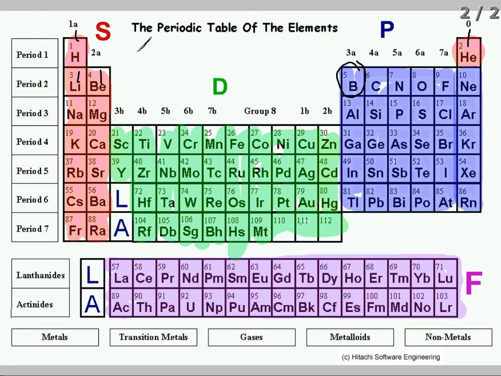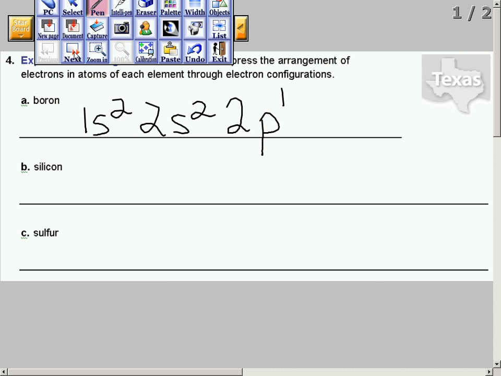2p1. And notice, boron is in period 2, which means its highest occupied energy level should be 2. It's in the P block, so its last energy shell filled should be a P shell. Now, let's do the next one. Let's do silicon.